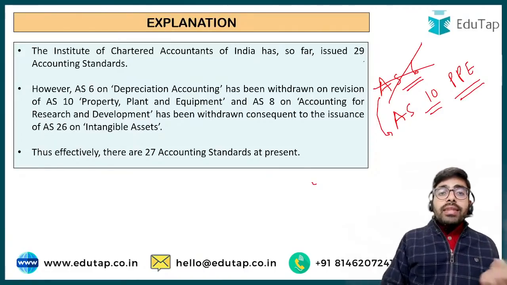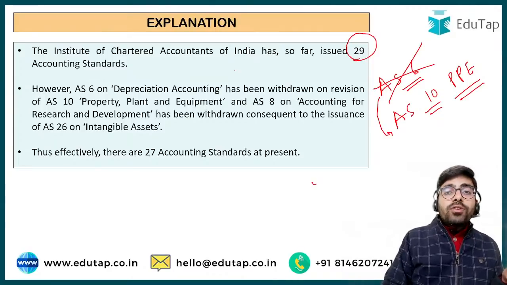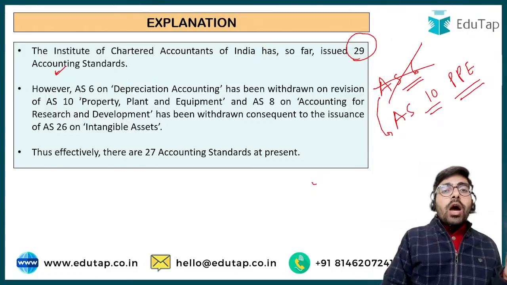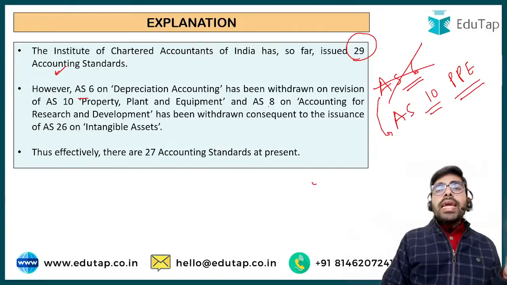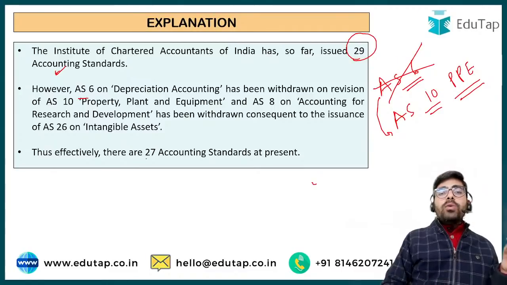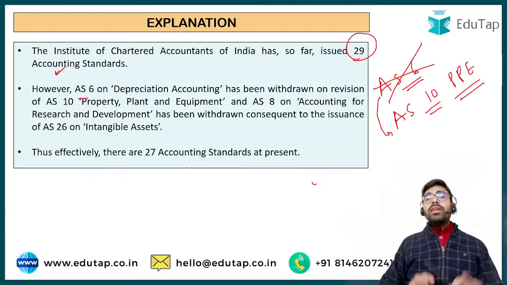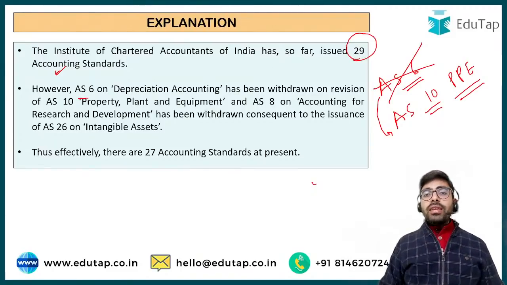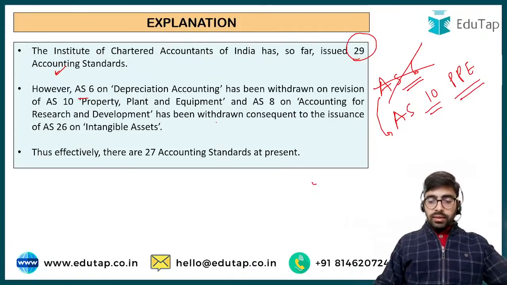Earlier there were 29 accounting standards which had been issued by the Institute of Chartered Accountants of India. So this is the institute which is concerned with the issuing of the accounting standards. Now accounting standard 6 has been withdrawn, and similarly accounting standard 8 has also been withdrawn. So right now effectively there are 27 accounting standards at present. This is also something which you should remember. So the answer to this question is going to be accounting standard 6.